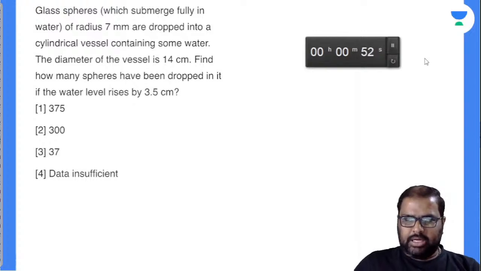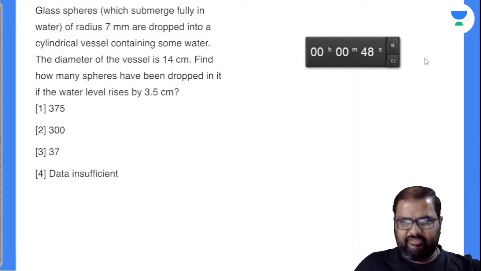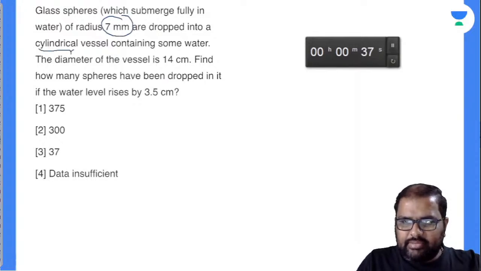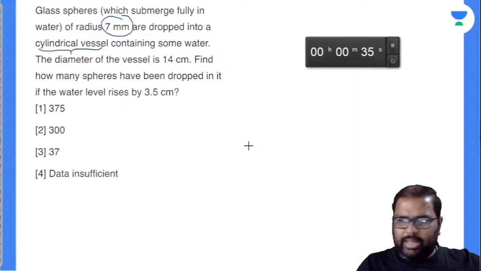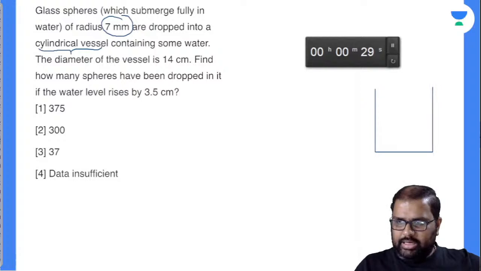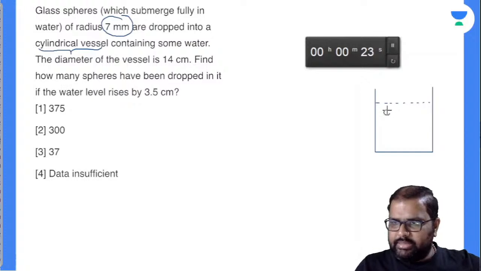Take it easy. Glass spheres of radius 7 millimeter, which submerge fully in the water, are dropped in a cylindrical vessel. Now, I'll draw a prototype, beta. Suppose I take this as the cylindrical vessel. Now your glass spheres are dropped, completely submerged, it seems. Even if floating, right? Completely submerged.